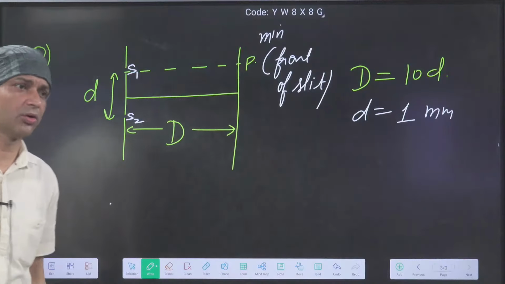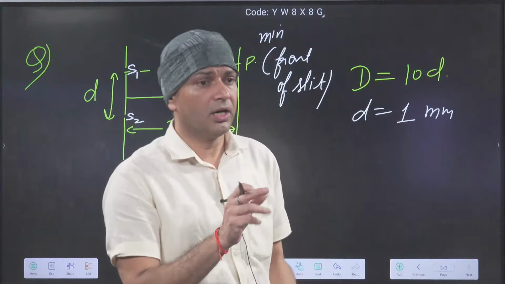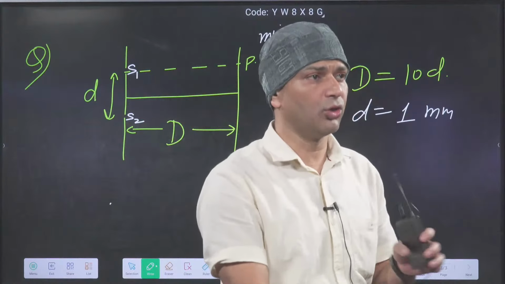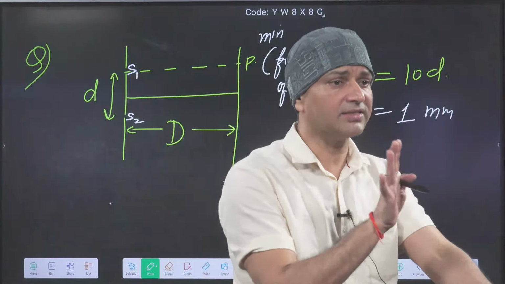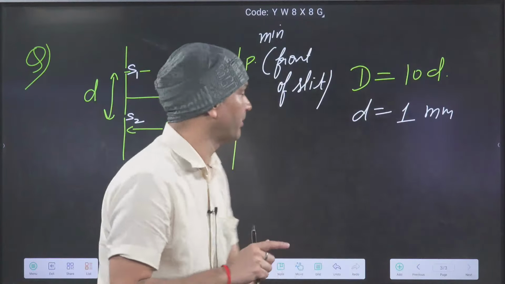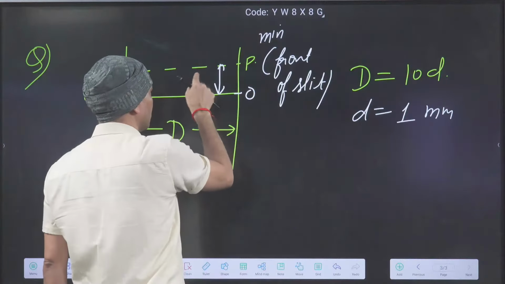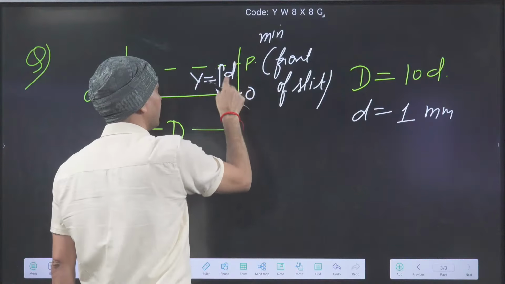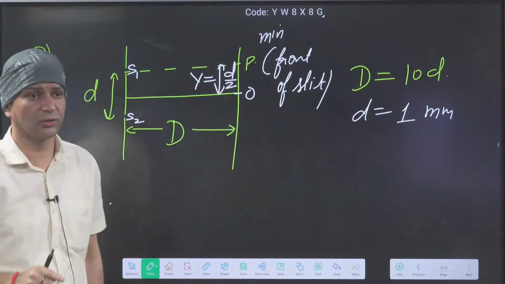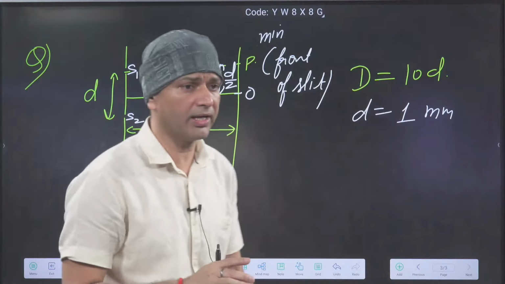Front of the slit, one thing you have to remember: front of the slit means which quantity do we know? We know the y. When they are saying in front of one of the slits, it means from the bisector, what is the distance? This is the bisector, so this distance is Y, and what Y will you take? d by 2. So when they give in front of the slit, it means we know the y. What is the y? d by 2.